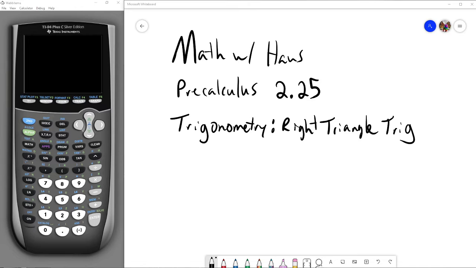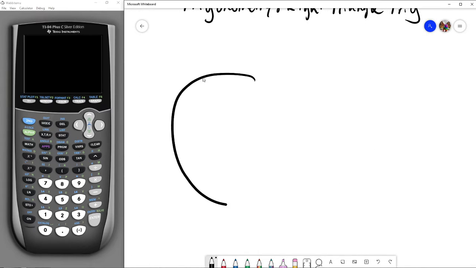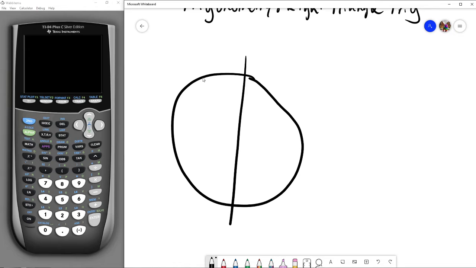We are continuing our investigation in trigonometry, and now we're going to start talking about right triangle trig. So, we've learned previously using just any old circle, but in particular we focus our attention with the unit circle.